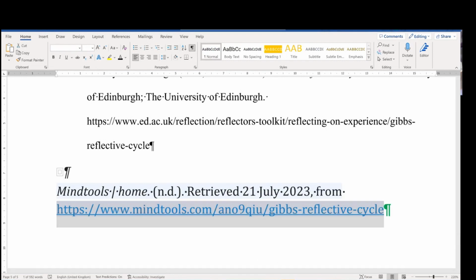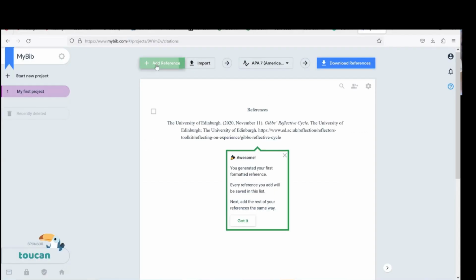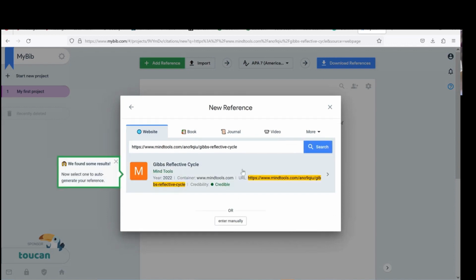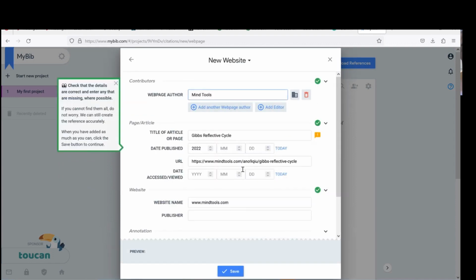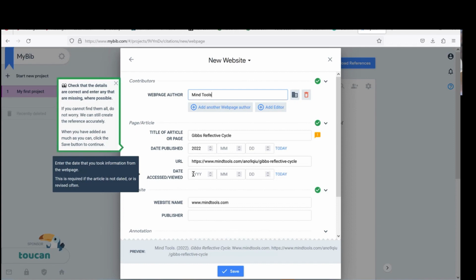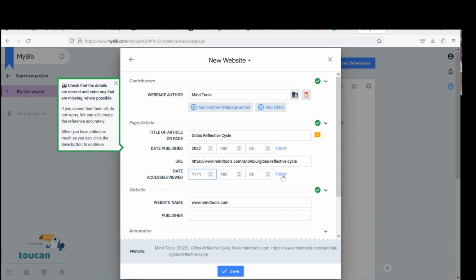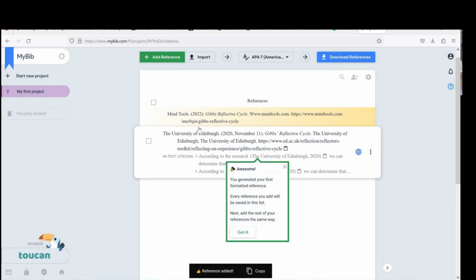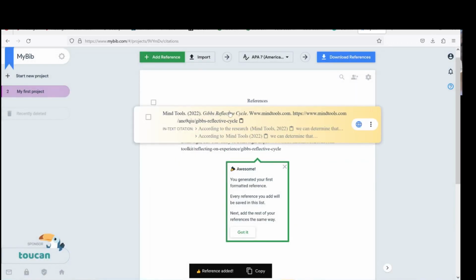And then we go here. We click on add reference. Put the website in here. Click on search. Click again on the selection that we have found. They also want us to put more information in there. Date accessed. For example, I can click today and then save. So, and then we have this is the other website.